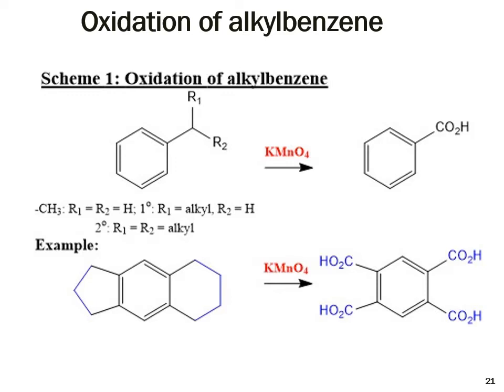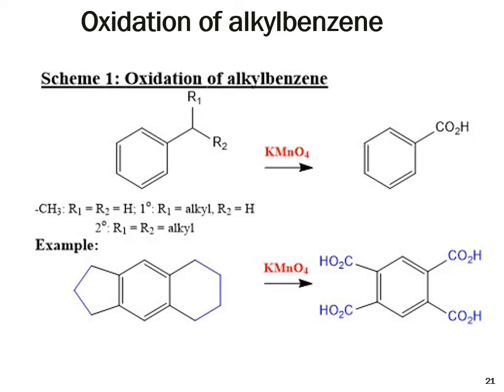So here, if you look at the oxidation of this alkyl benzene, we have this benzene with an alkyl group attached to it. If we use KMnO4, we will end up with this carboxylic group directly attached to the benzene ring. So this benzene ring where the carboxylic acid is attached to it is the benzoic acid.